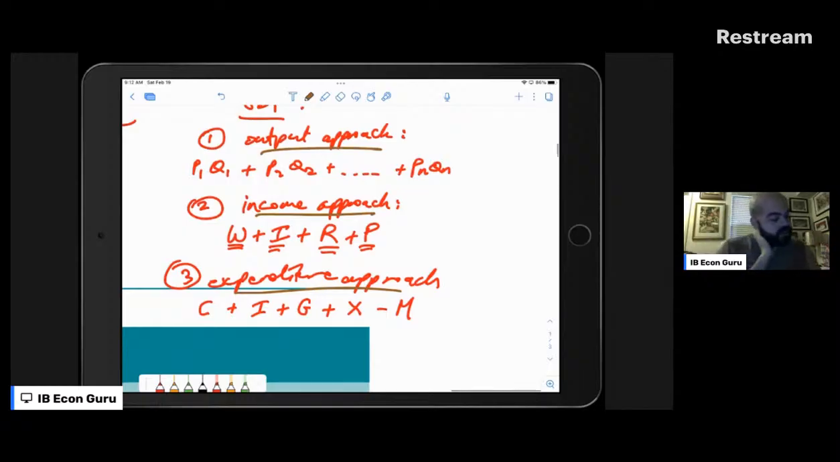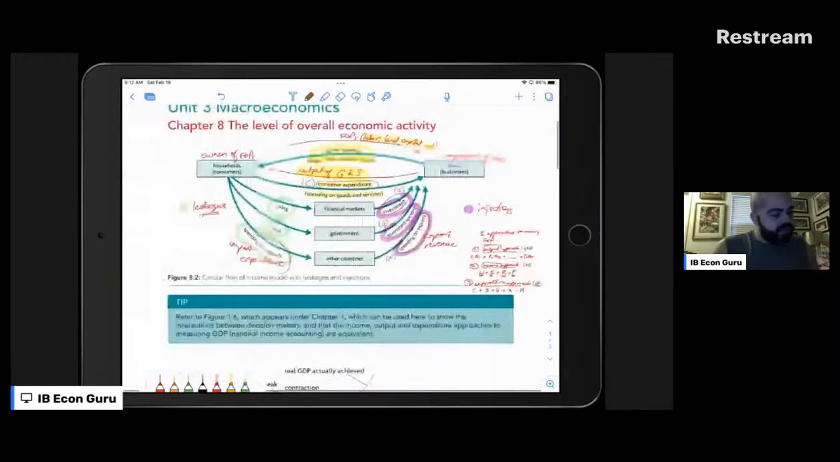Okay? But the expenditure approach, you know this formula, you'll see it later, basically looks at aggregate demand, while the output approach is basically aggregate supply. All right, in theory. Also, aggregate supply is the income approach because how much output you produce is basically how much income is generated. Okay, so just something to keep in mind.